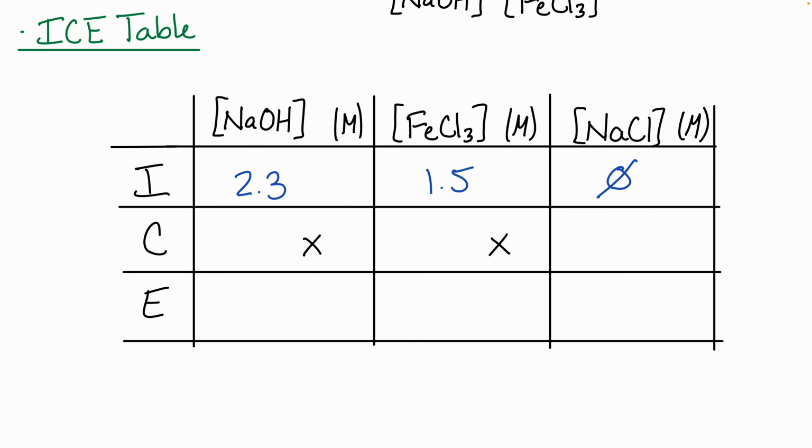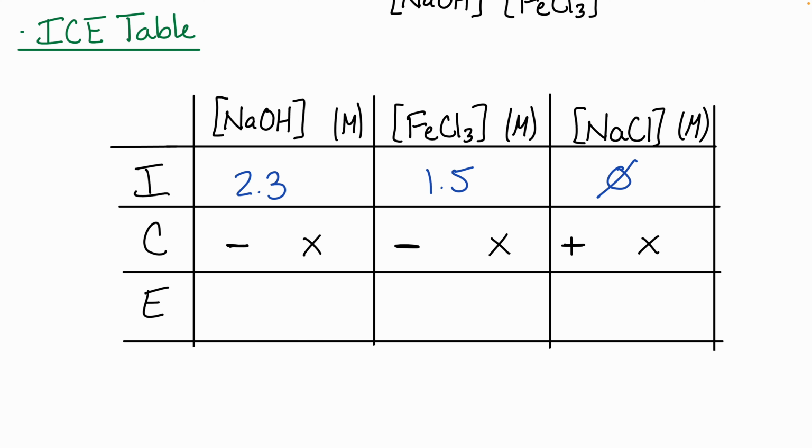Again, we're going to leave these as variables. All right. What should the sign be in the change box for sodium hydroxide? Negative. Reactants get consumed. Same thing with iron 3 chloride. But my sodium chloride product needs to be positive.